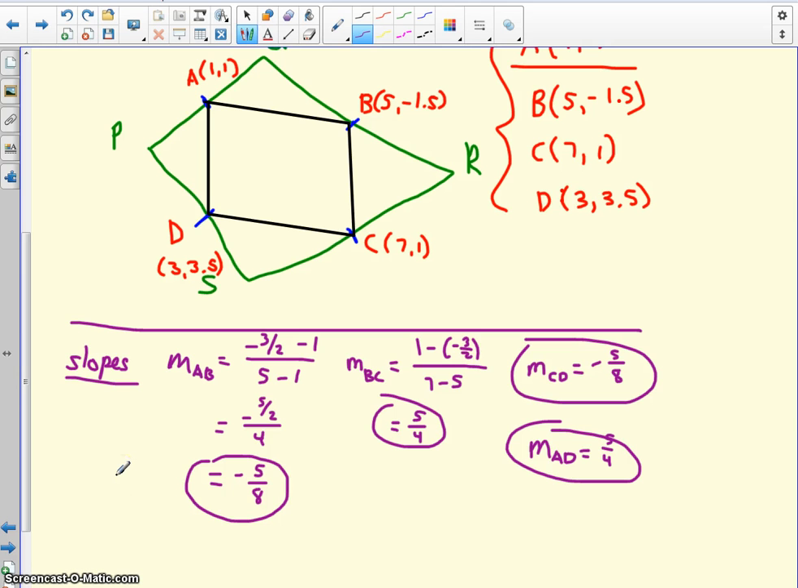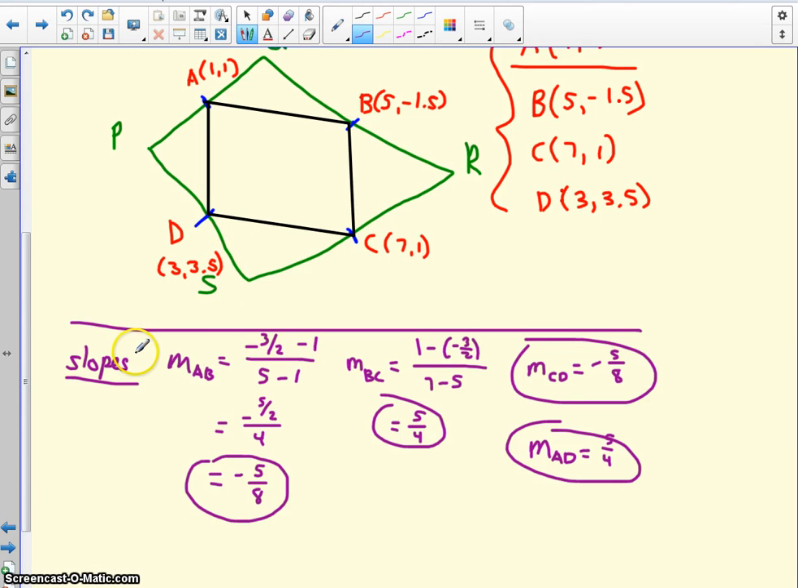Okay, so you can check your slope calculations there. I found the slopes of AB and CD to both be negative 5 over 8. So those two opposite sides are parallel to each other. And the slopes of BC and AD are both 5 over 4. So those two sides are parallel to each other. So we've shown that opposite sides of this quadrilateral ABCD are parallel to each other. So we have a parallelogram.